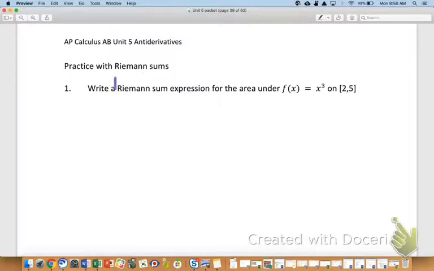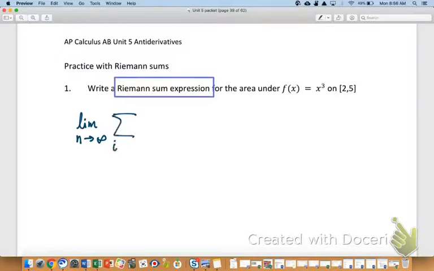If you see this term, write a Riemann sum expression, then I would suggest you go in this order. Start with the easiest stuff. The easiest stuff is, you know that a Riemann sum will always be the limit as n approaches infinity of sigma from i equals 1 to n. So start off with the easy stuff, for goodness sake. If it asks for a Riemann sum expression, every one of them is going to have that. So don't start anywhere else.